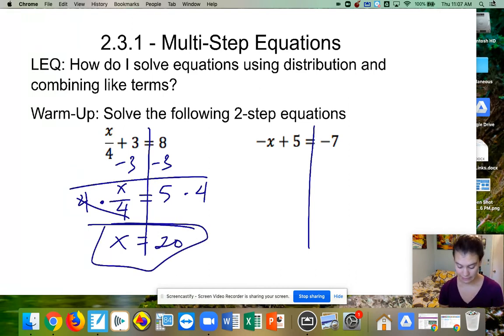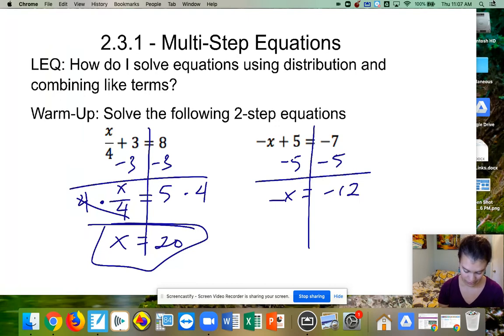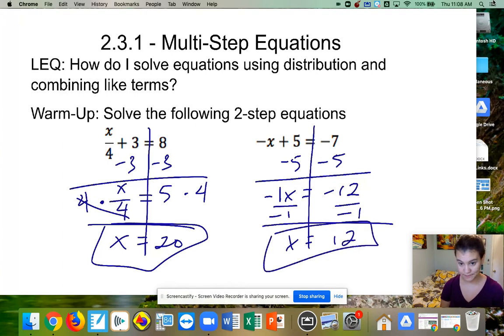Next one, same idea. We're going to do the subtraction first. So we get negative x equals negative 12. Now here, we'll redraw this a little bit. We have our negative, but remember this is the same as negative 1. So I'm going to divide by negative 1 on both sides so we don't have negative x, and then x will equal 12.